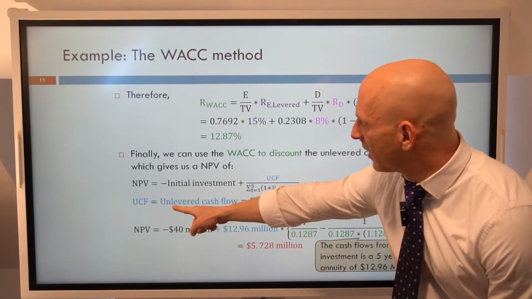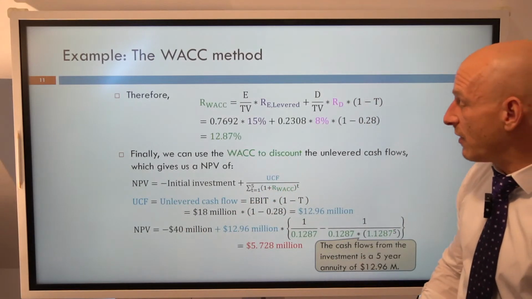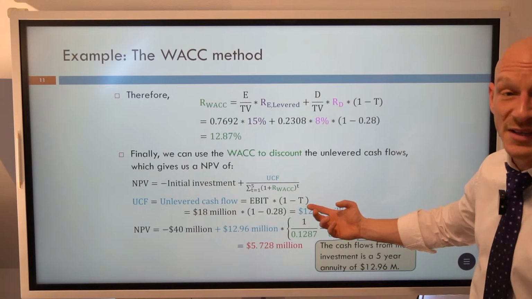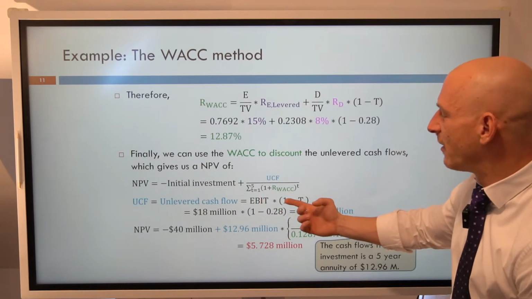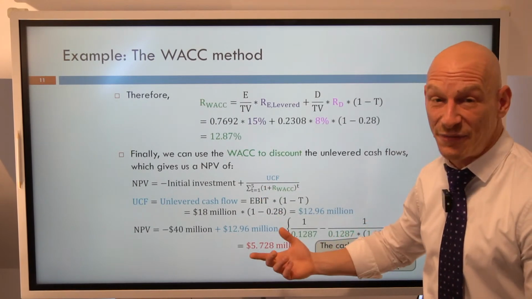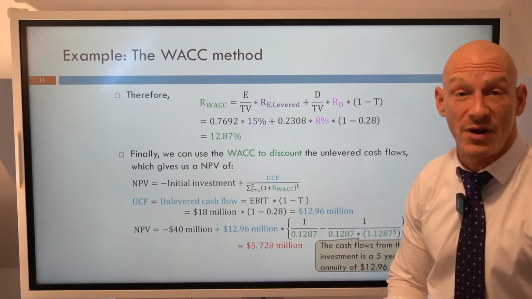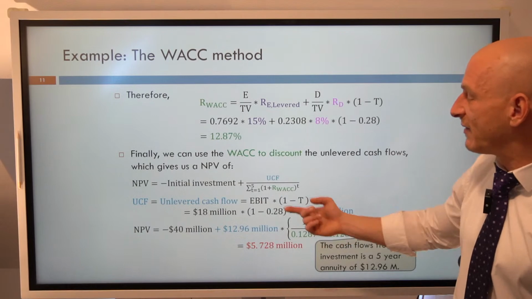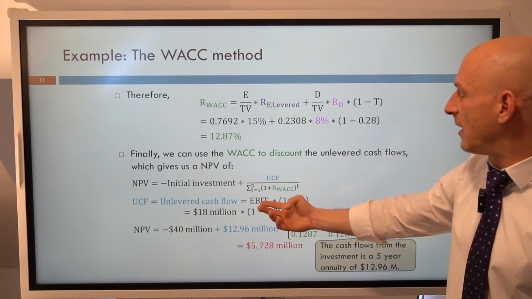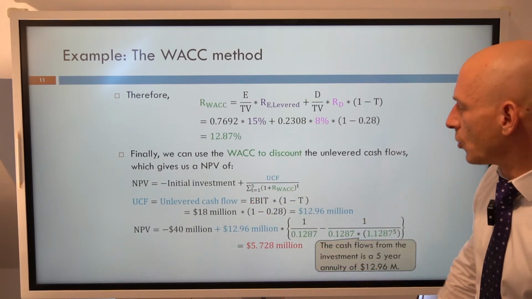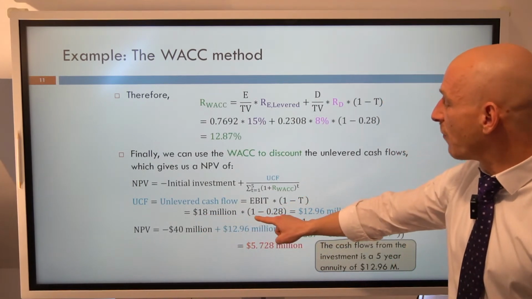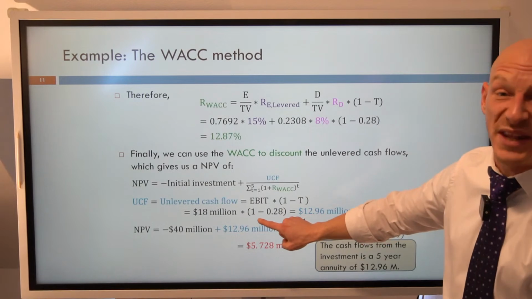So I first calculate the unlevered cash flows. It's very easy. The formula we are using is simply EBIT multiplied with 1 minus TC. That tells us how much money is left after we have paid our corporate taxes. Or you could say, what are we calculating here? We are calculating basically our after-tax earnings. So 18 million, that's the unlevered cash flow, multiplied with 1 minus 28% corporate tax rate.